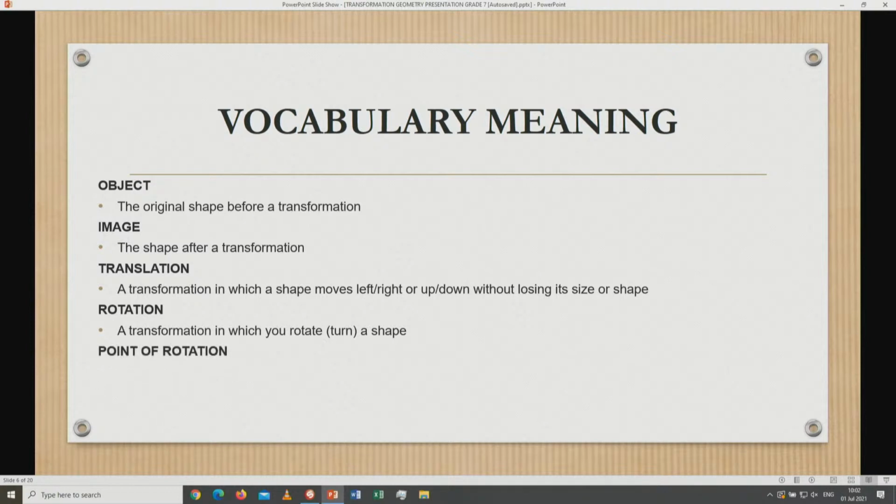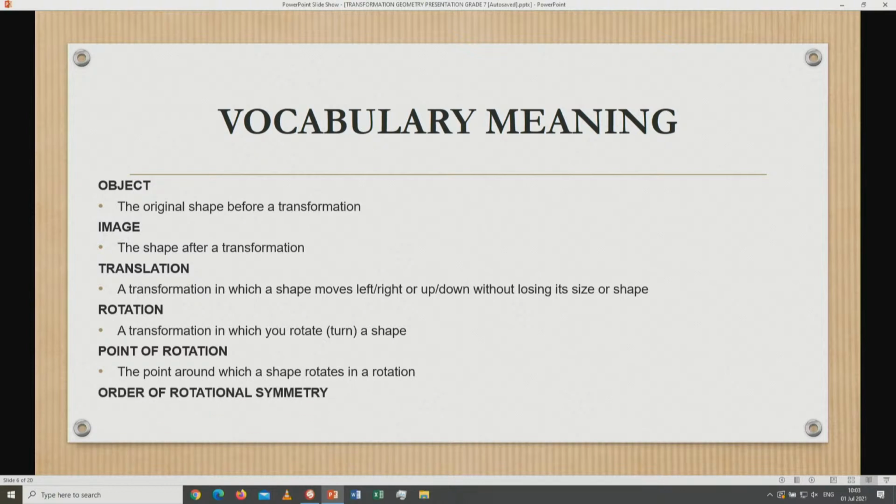And then point of rotation. The point of rotation is the point around which a shape rotates in a rotation. Like we have seen in the arms of the clock or a watch, all three arms are connected at a particular point. That point is the point of rotation because all of the arms of the clock move around it. So we talk about a point of rotation.